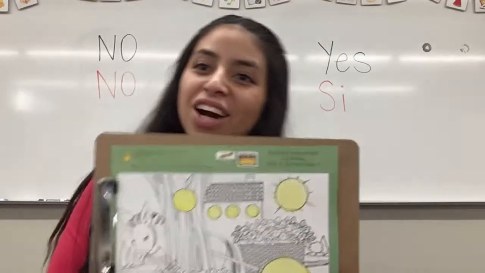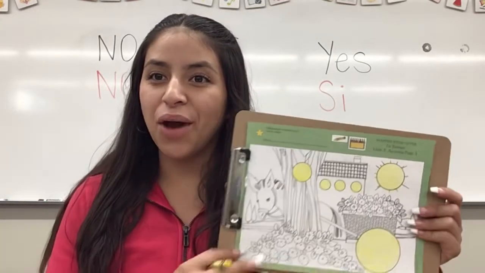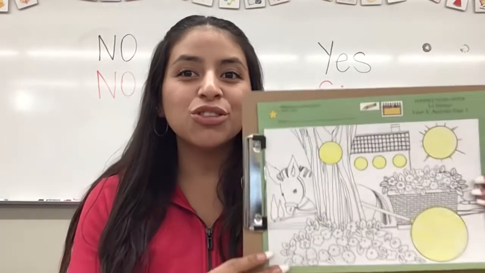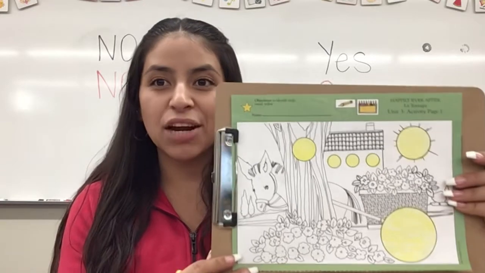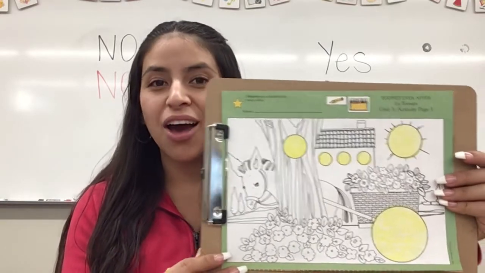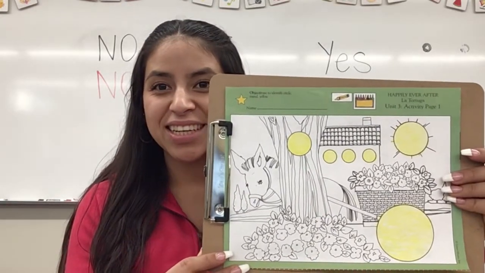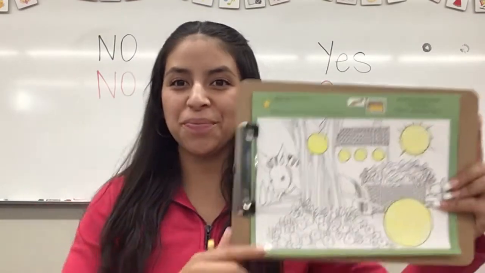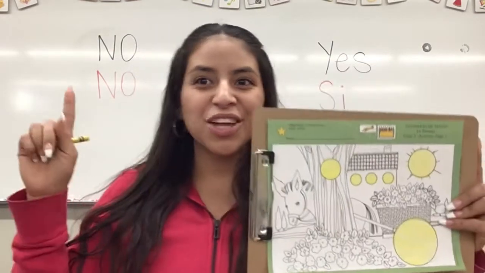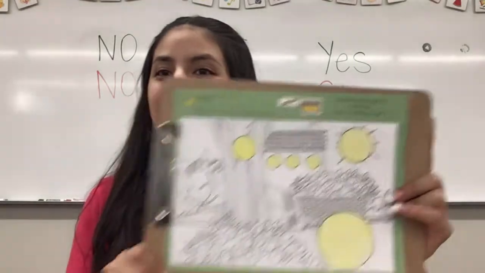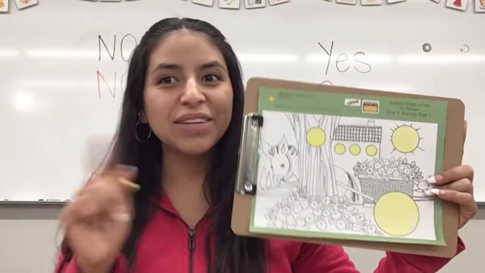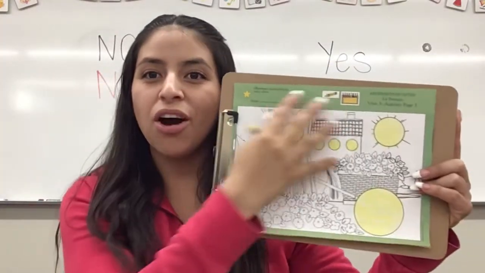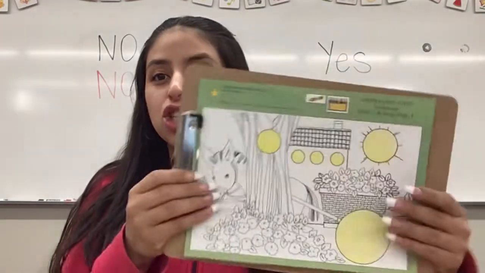Good job. Alright, TK, my last question for you on this page. Do you see our main character, La Tortuga, on your page? Sí o no? No, right? La Tortuga is not on this worksheet, so you don't need to color anything yellow. You are all done with this worksheet. Let's go ahead and turn the page.